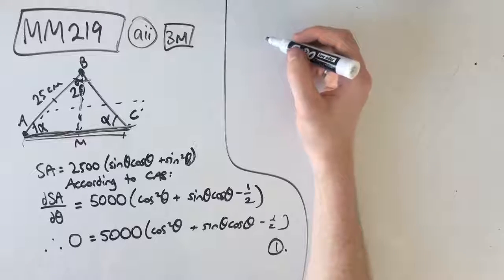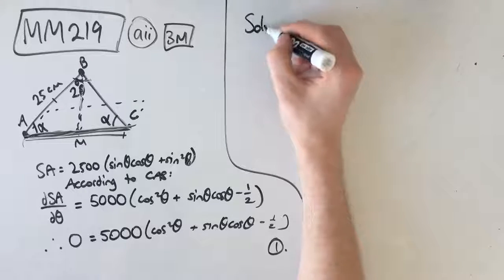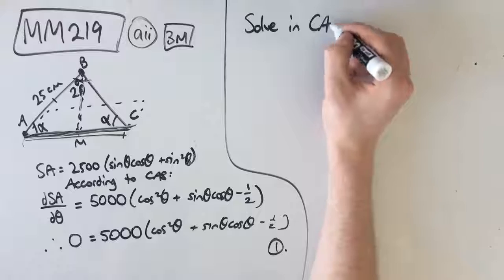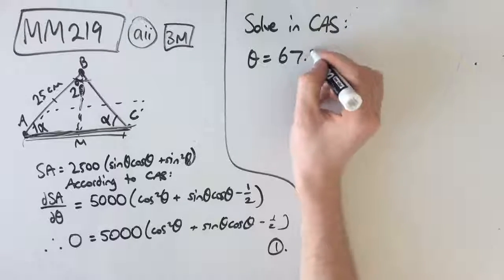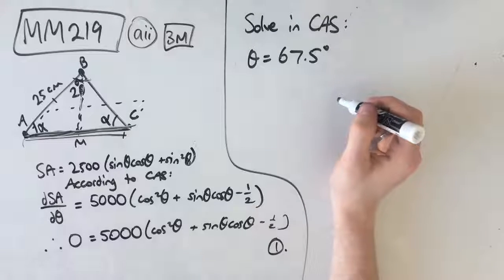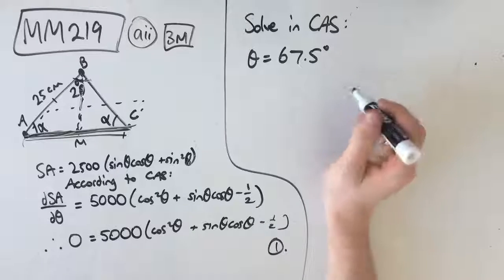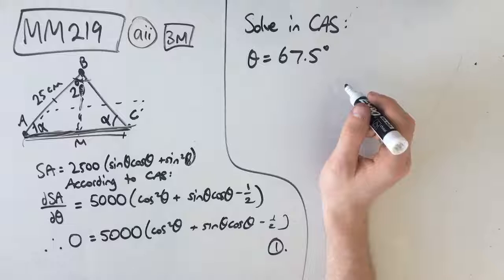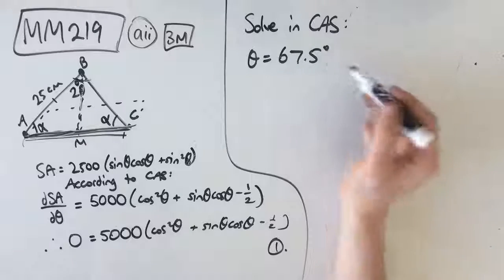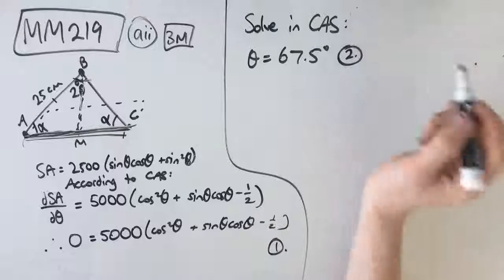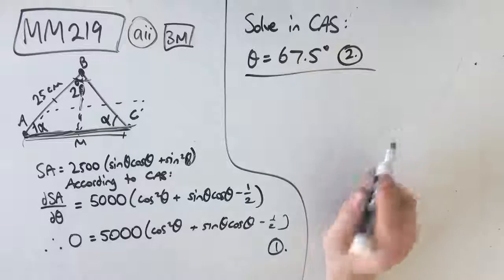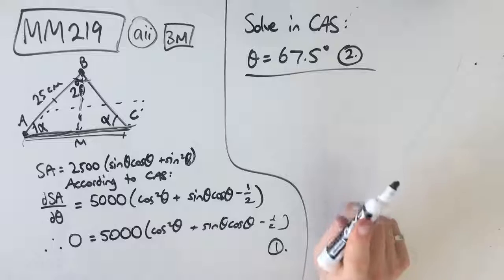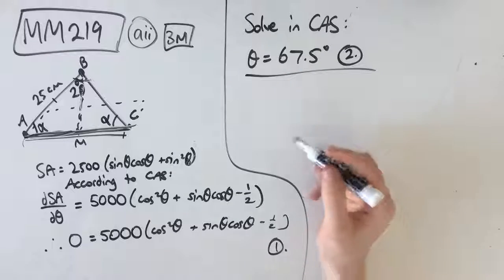Now from here, simply solve for theta in Kaz. Again, don't try and do this by hand because you don't need to. Solving in Kaz, theta equals 67.5 degrees. The question asks us for the values correct to one decimal place, so that's why I've done 67.5. Second mark. Again, easy as that. But we haven't actually found the maximum area, all right? So we need to find this maximum area.